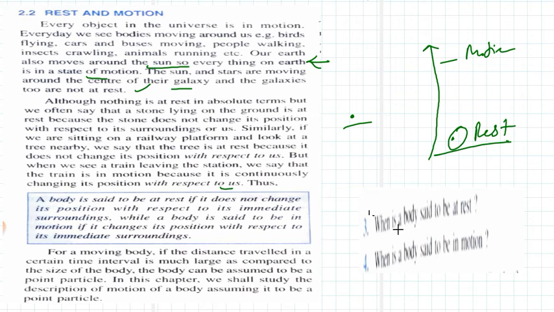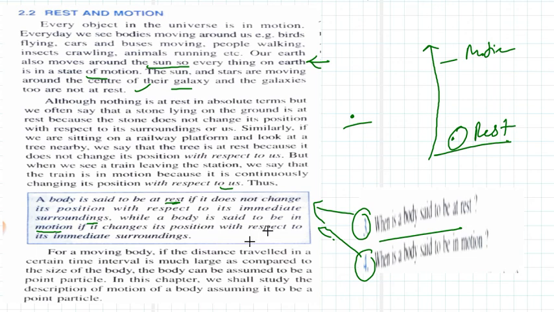So here arises your questions number 3 and 4. When is a body said to be at rest? Here is the answer. A body is said to be at rest if it does not change its position with respect to its immediate surroundings. Keep it in mind. While a body is said to be in motion if it changes its position with respect to its immediate surroundings.